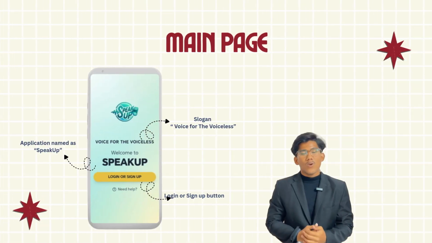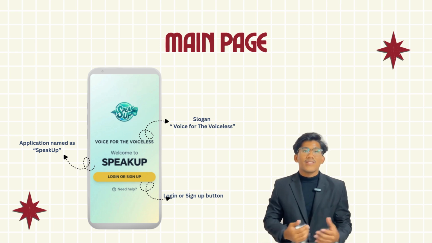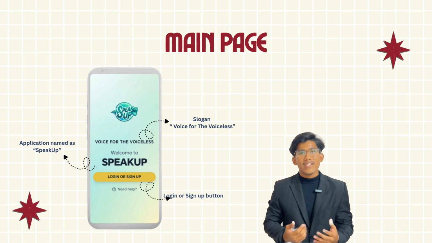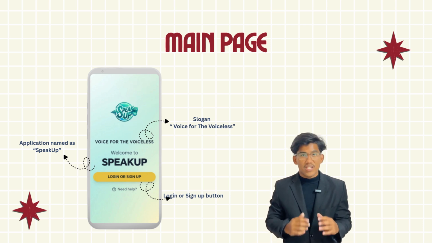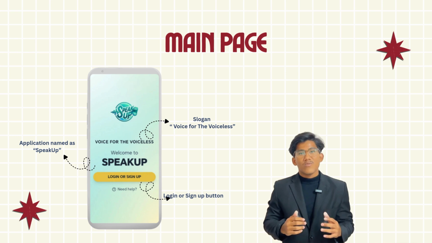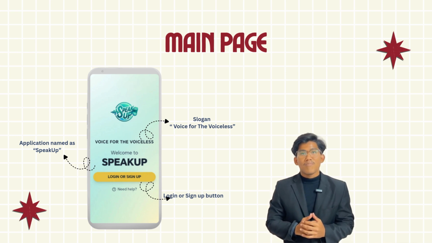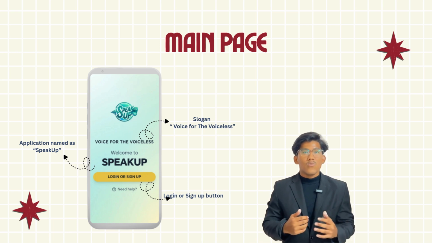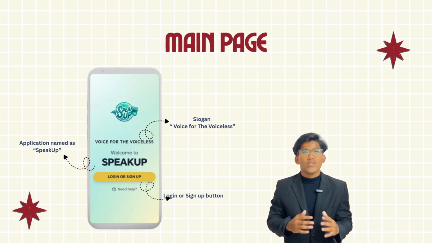When users first open the SpeakUp app, this is the very first screen they see. We designed this welcome screen to feel friendly, calm, and supportive because our target user may already feel anxious or uncomfortable when it comes to communication. At the top of the screen, we can see the SpeakUp logo. The logo features a stylish mouth combined with a sound wave, which symbolizes communication, expression, and giving a voice to those who may not have one.